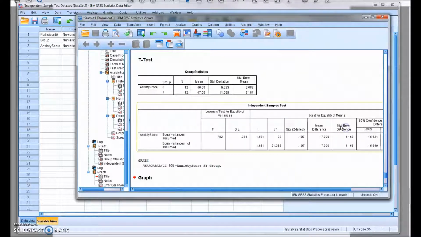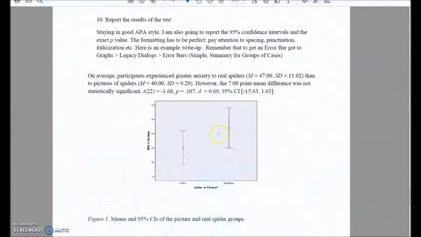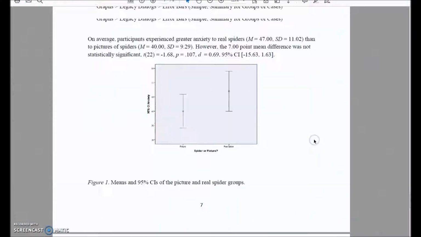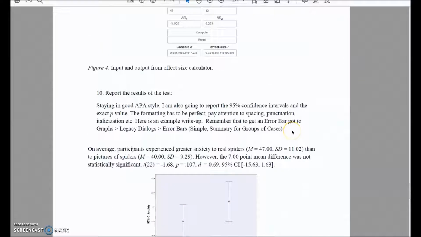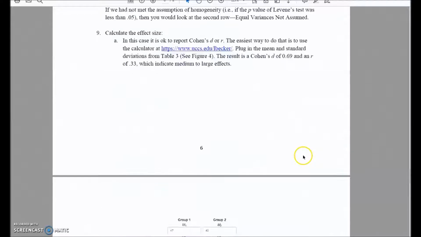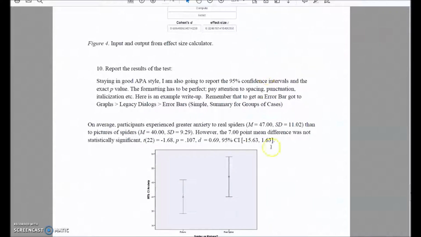And this is also what gives me my lower bound and my upper bound. If you look at it, I actually have the lower bound and upper bound right over here also from that. I remember I'm looking at the first line over here. The lower bound, 2 decimal points. Upper bound, 2 decimal points. Negative 15.63 and 1.63. That is what I report here.